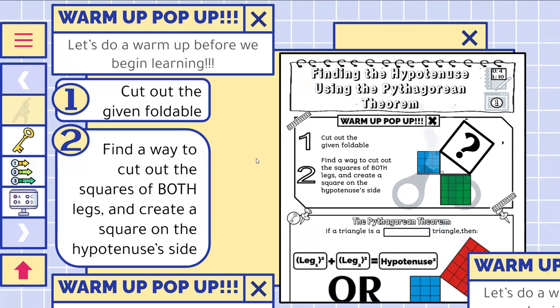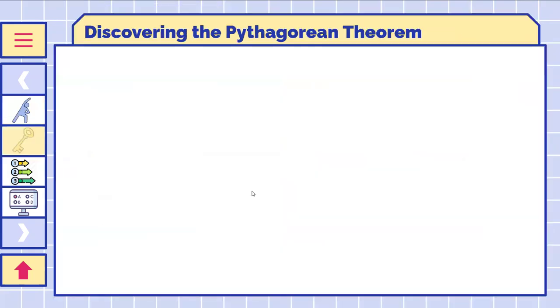With that, don't forget, cut out one, cut out the other, and again, cut them in a way that you can make a new square for your hypotenuse. Now you want a chance to do that.